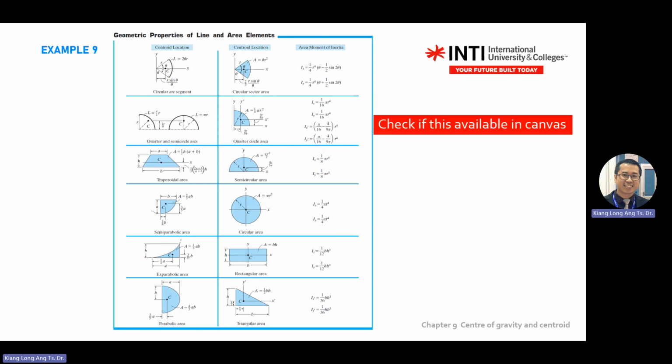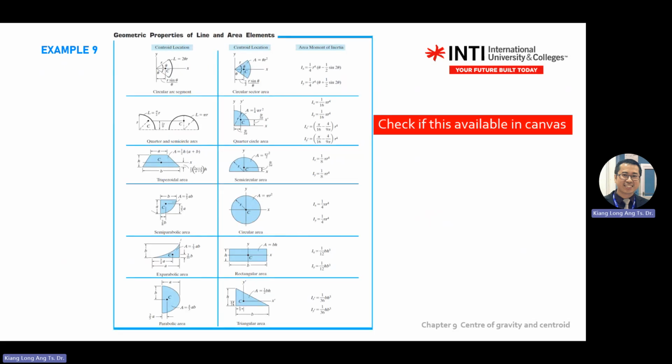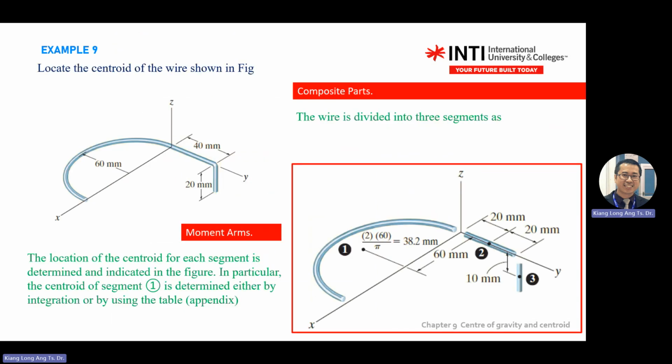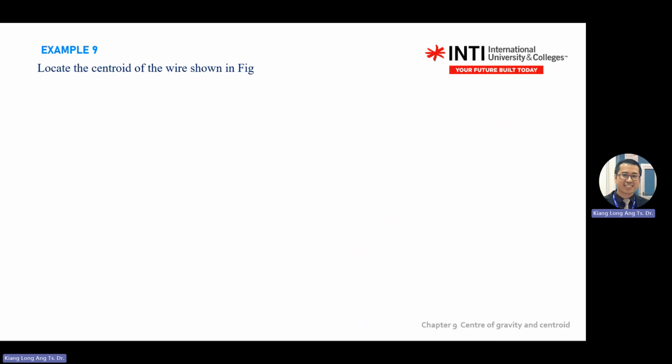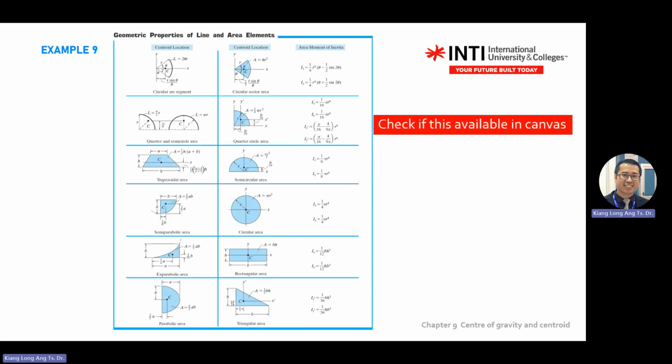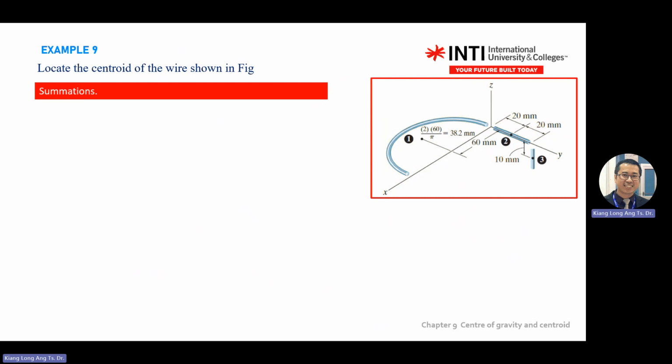I think I gave you the wrong table. There's one more table. I think this one is area. I should give you the volume one. There's one more table. You can download it from the Canvas appendix. There's one table, this one. All right, so this location is from the table.